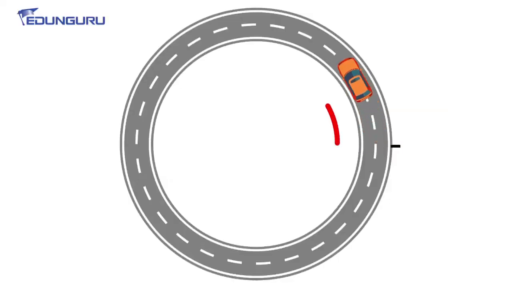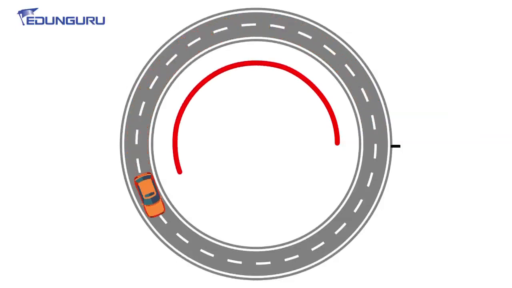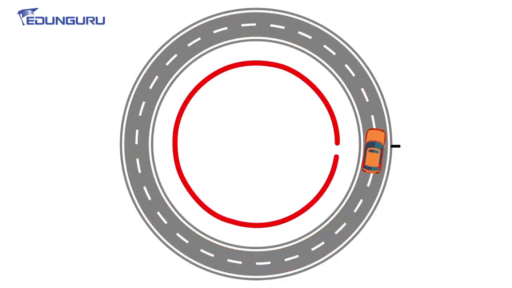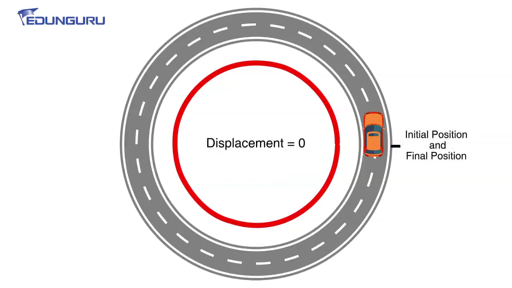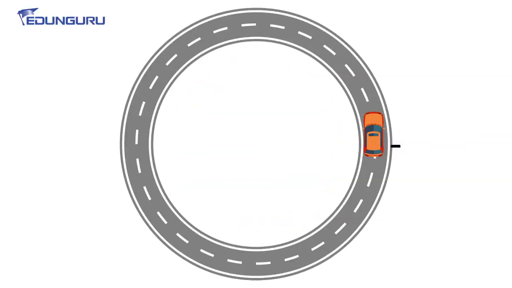You started from this place, took a circular path and came back to the same place. Your initial and final positions are the same. So displacement is 0. Now you must be wondering, what is this negative?